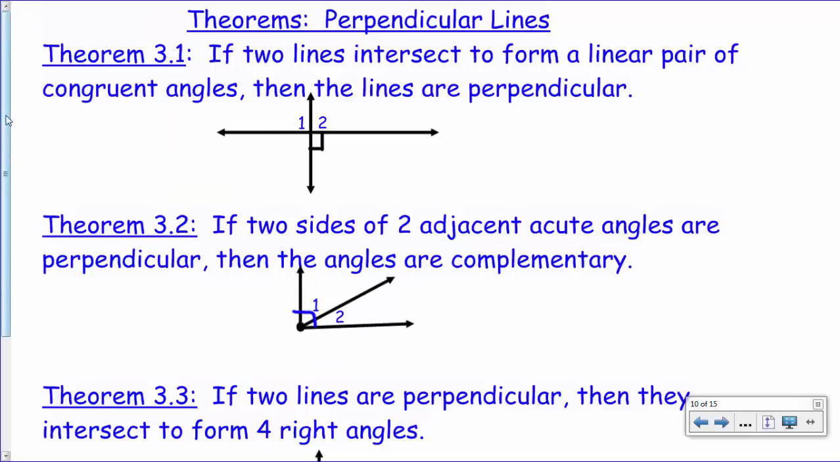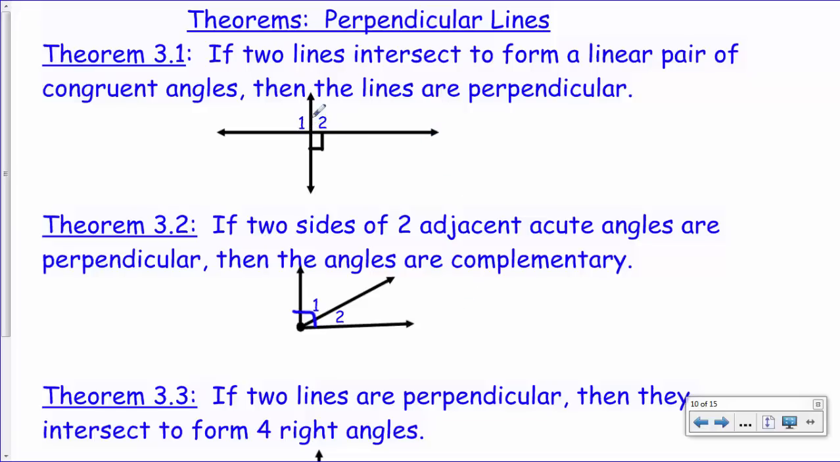We have a few theorems on perpendicular lines for you to write down. Theorem 3.1 says if two lines intersect to form a linear pair of congruent angles, then the lines are perpendicular. Theorem 3.2 says if two sides of two adjacent acute angles are perpendicular, then the angles are complementary.